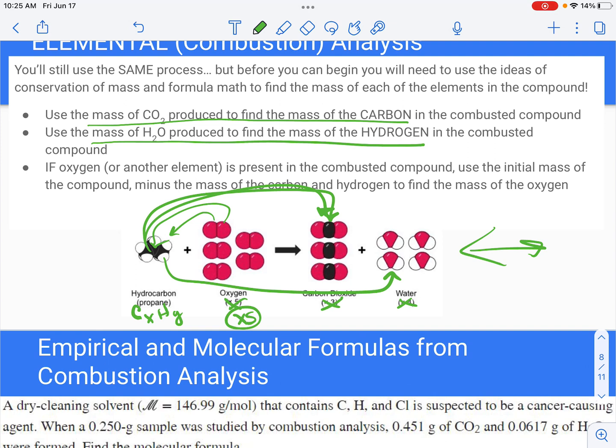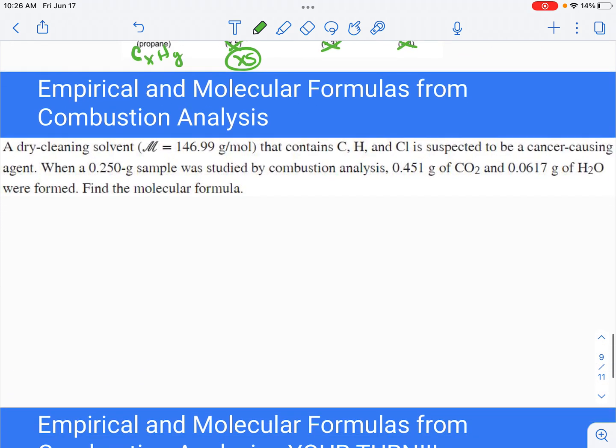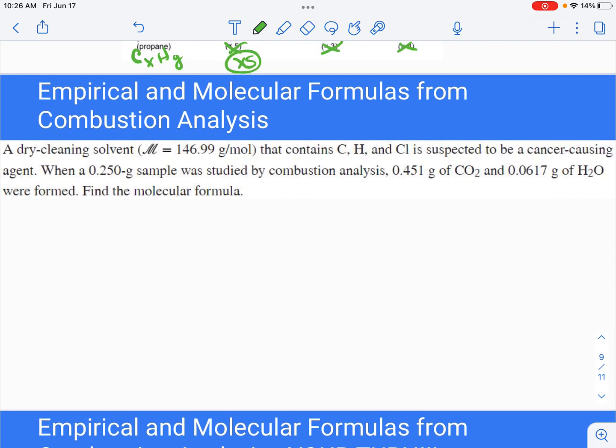Okay, so nothing else was produced. The carbon and the hydrogen all went into the carbon dioxide or went into the water. If there happens to be a third element present, then you're going to take the initial mass of the compound that you were given and subtract the other elements, the carbon and the hydrogen, from it to find the mass of the third element. So let's do an example together.